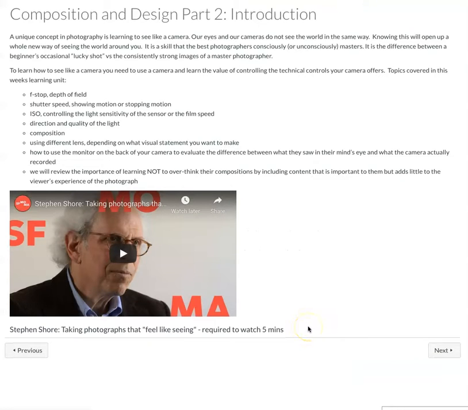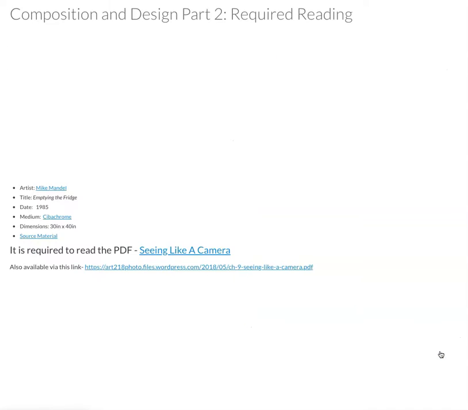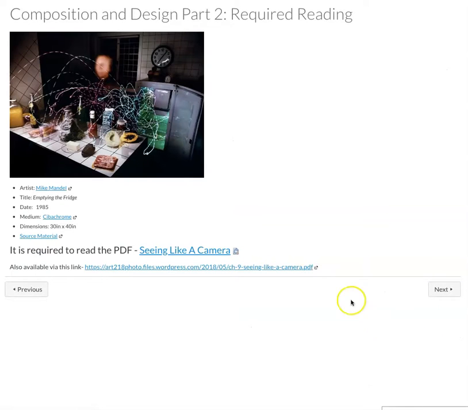And then there's part one. Again, there's a video where I talk about what you should be covering for the vocabulary for this discussion post. Then moving on to part two. There's more information about the techniques of how you use your camera regarding f-stop, motion, stopping motion, ISO, lighting, composition, basically the foundations of making a really great photograph. There's a cool 5-minute video you'll want to watch where Stephen Shore is talking about his creative process. The second required reading is Seeing Like a Camera, so you're going to want to download that and review the information.